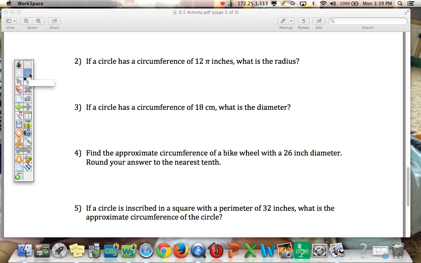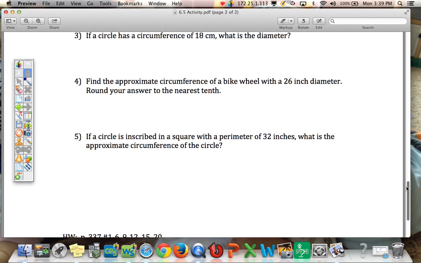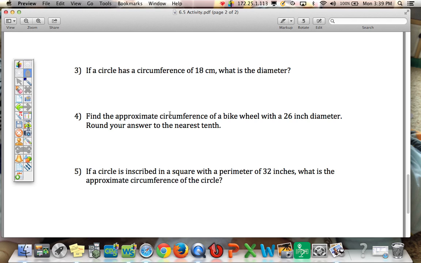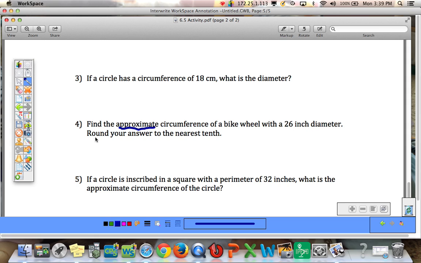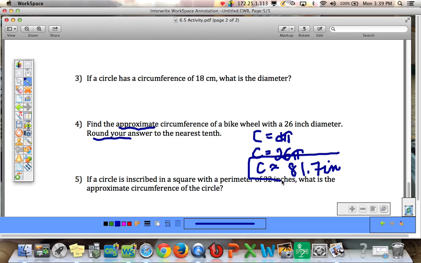Okay, number 4. Find the approximate circumference of a bike wheel with a 26-inch diameter. All right, now this one says approximate and round, so this one will actually calculate. First of all, pick your equation. Circumference equals diameter times pi. We'll use the diameter one because we're given the diameter. Circumference equals 26 times pi. And this one, actually, use the pi button in your calculator, and you'll figure out the answer. I'll use these wavy lines to mean approximately. And round to the nearest tenth is one after the decimal place. So that would be 81.7 inches. So if we were to measure all the way around this bike wheel, it would measure 81.7 inches.